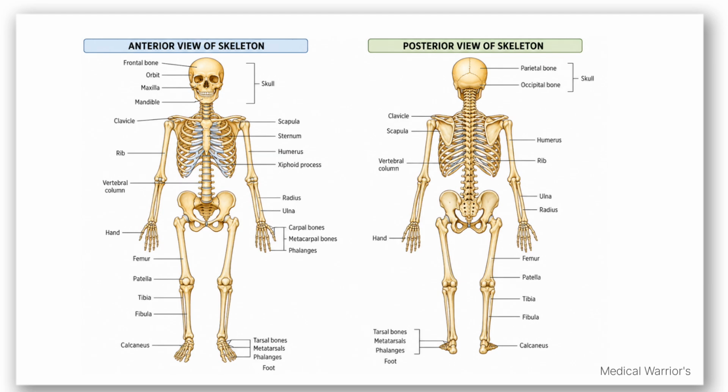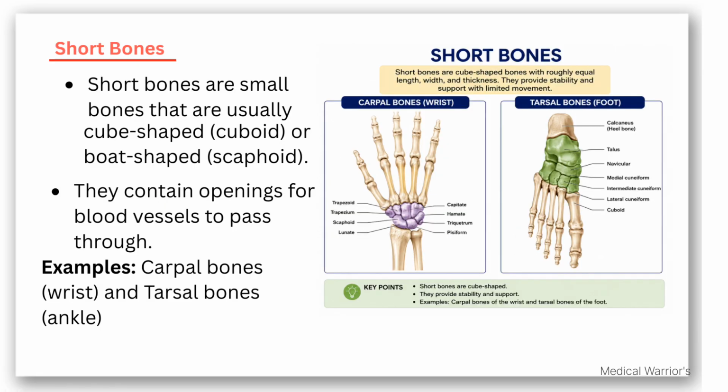Next we are going to study about short bones. Short bones are small bones. They are usually cuboid shaped or boat shaped. They contain openings for blood vessels to pass through. Example, carpal bones and the tarsal bones. These are usually cuboid or scaphoid shaped bones, for example tarsals and carpal bones, and these bones are pierced by the blood vessels.